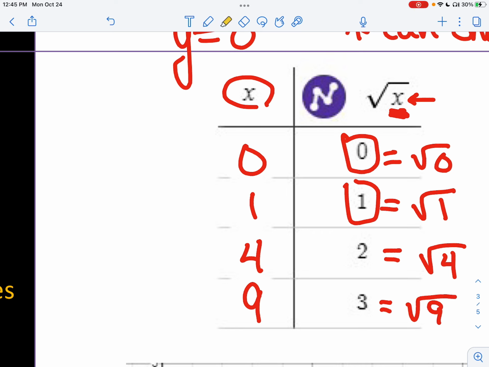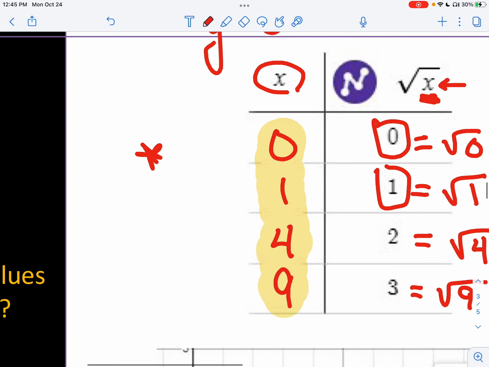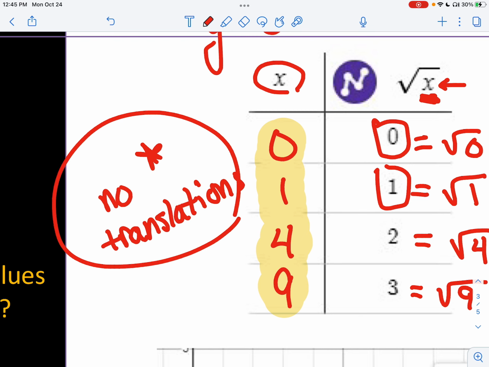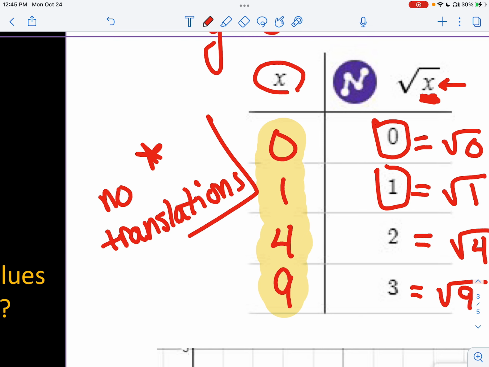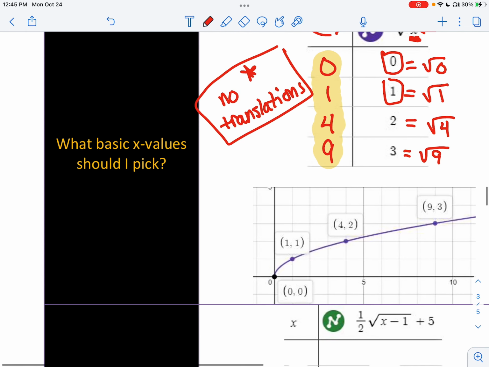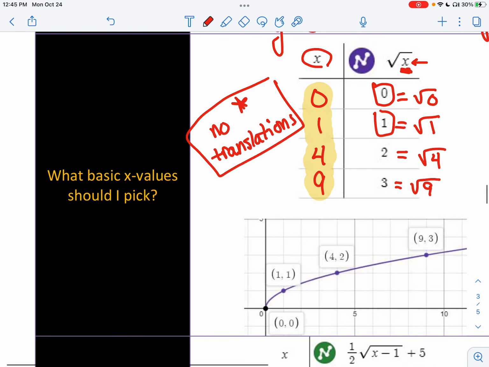Okay, so what I want you to see about typical square roots with no translating, let's just write that because some people don't listen to the auditory. This is with no translations. These are the excellent x's to pick. They are the perfect squares. Okay, so those are your x's you're going to pick, but sometimes those might change if it moves left, right, up, or down. So what basic x values should you pick? You should pick 0, 1, 4, and 9. These are your basic ones to pick. Make sure those are the ones that you end up picking.